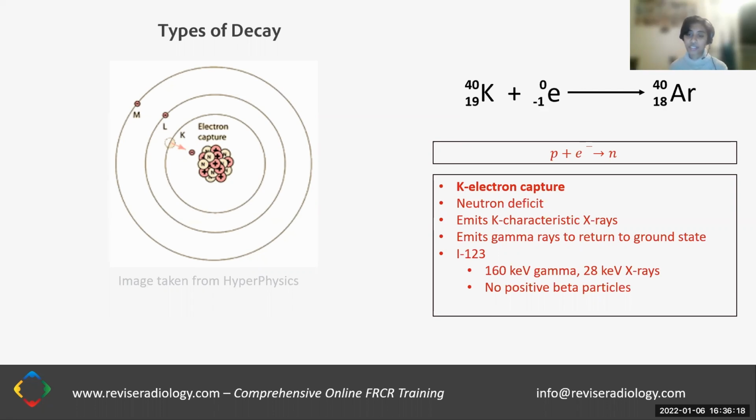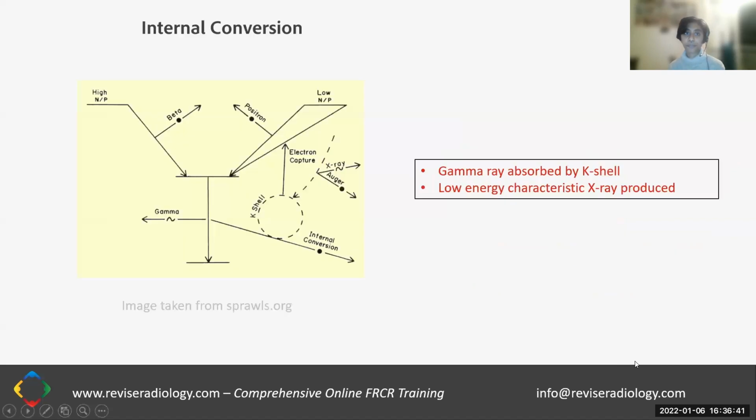And an example is iodine 123. I've just put this example here to give you an idea of what the numbers would look like. The K shell characteristic radiation won't be very energetic. So it emits a 160 kilo electron volt gamma photon and a 28 kilo electron volt X-ray photon, and no positive beta particles are emitted in this type of decay.